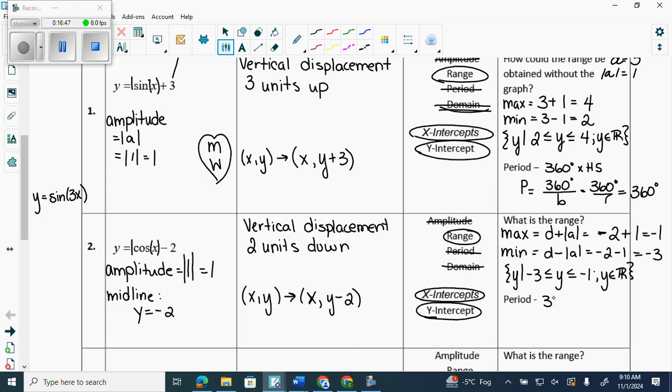And the period is 360 degrees divided by b. What is b? My b is always what's in front of my x. What's in front of my x? A 1. And did anything happen to it? Did it stretch it? No. 360 degrees.